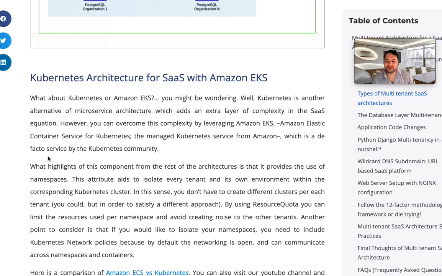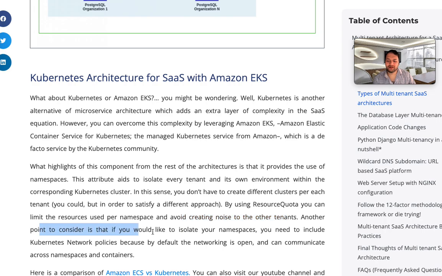What highlights this component from the rest of the architectures is that it provides the use of namespaces. And these namespaces can be very useful. They can aid to isolate every tenant into its own environment within the Kubernetes cluster. You don't have to create different clusters for each tenant. You could, but you don't have to. By using resource quota, you can limit the resources used per namespace and avoid creating noise for the other tenants.